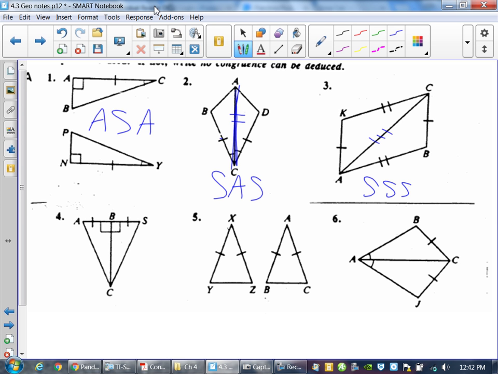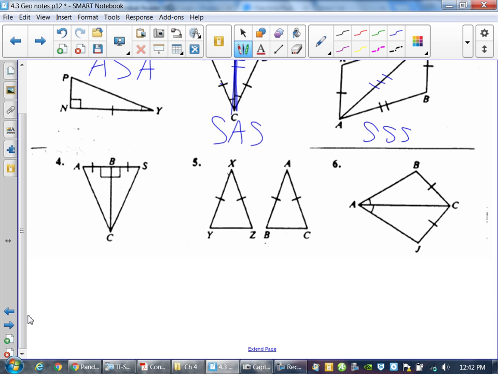So, one of the things that we're going to do today is, you know how we filled in that part of the progression about the reflexive stuff? I'm going to show you how we write that into a proof today, because we will be using that a lot from now on.